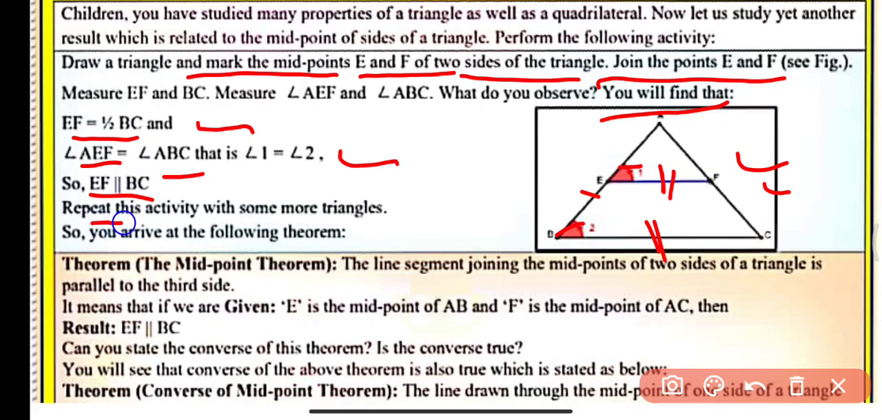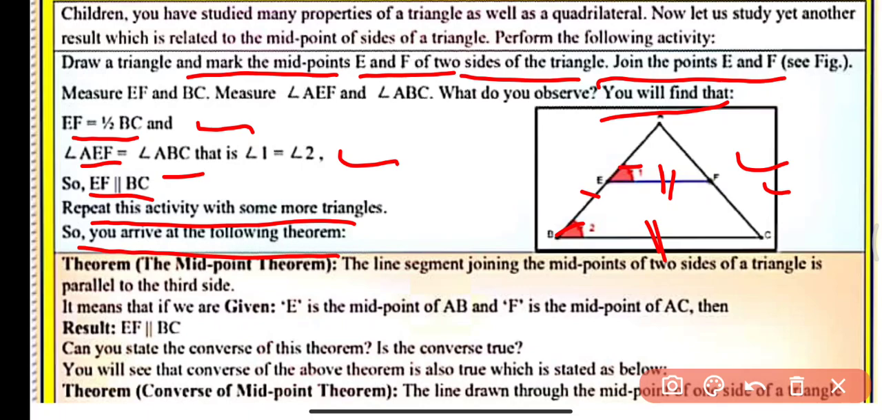So repeat this activity with some more triangles and you will arrive at the following theorem. You can perform this activity with different triangles and each time you will get the same result. That if we are given two midpoints of two sides of a triangle, the line joining the midpoints of two sides of the triangle will be parallel to the third side and half of the third side, and this is known as midpoint theorem.